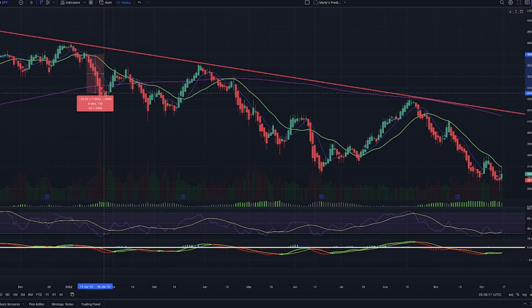But back to this, if you did put in a short trade here, you had an opportunity, without taking this all the way to the extreme.